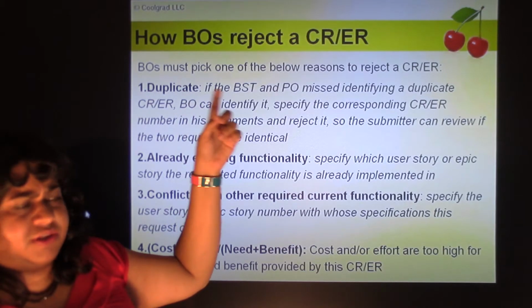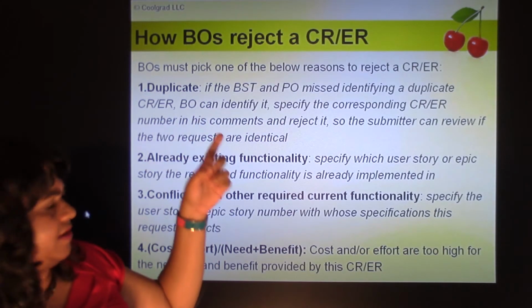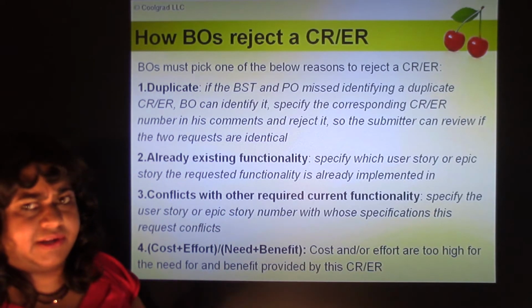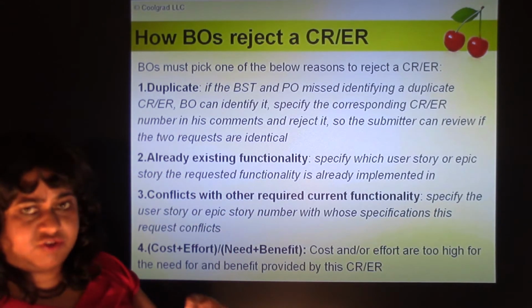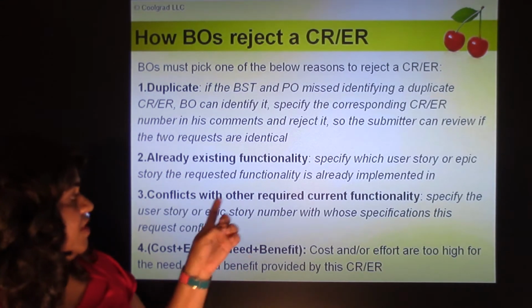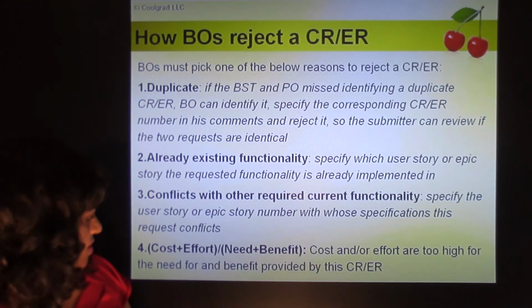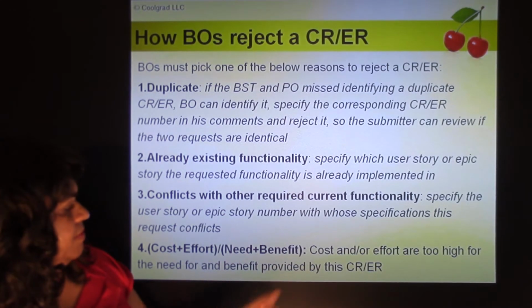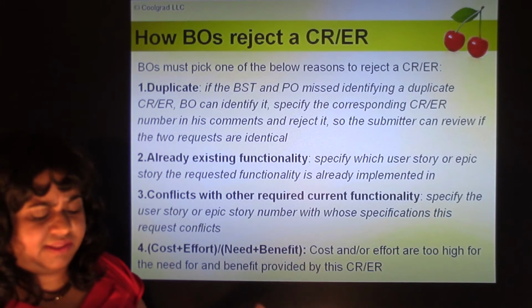Reasons for business owners to reject a CR or ER. Duplicate. So they mark it as duplicate and mark it invalid and reject. Already existing functionality, so they can reject. Conflicts with other current required functionality, reject. Cost plus effort divided by need plus benefit, the ratio is too high, then they can reject.